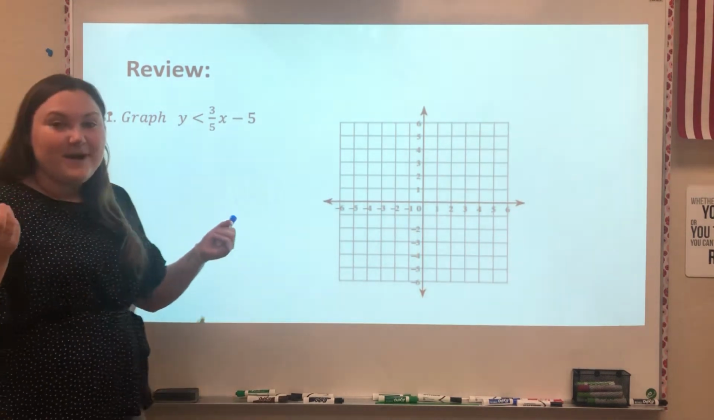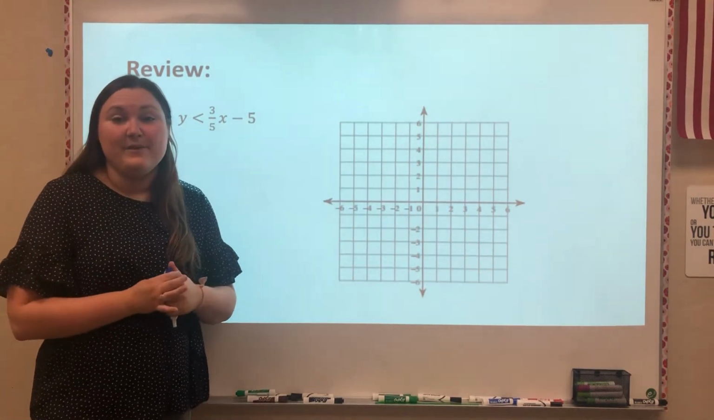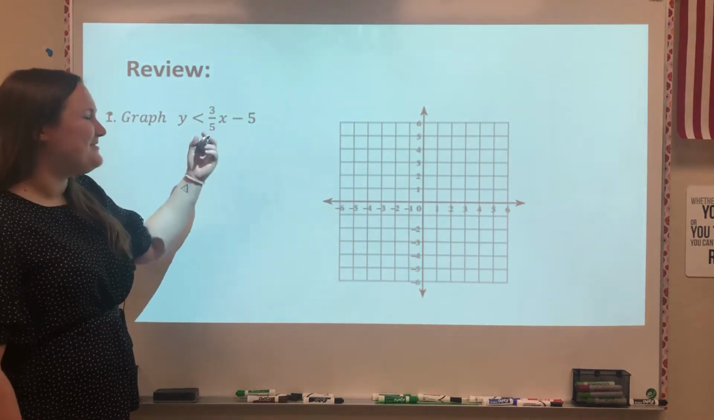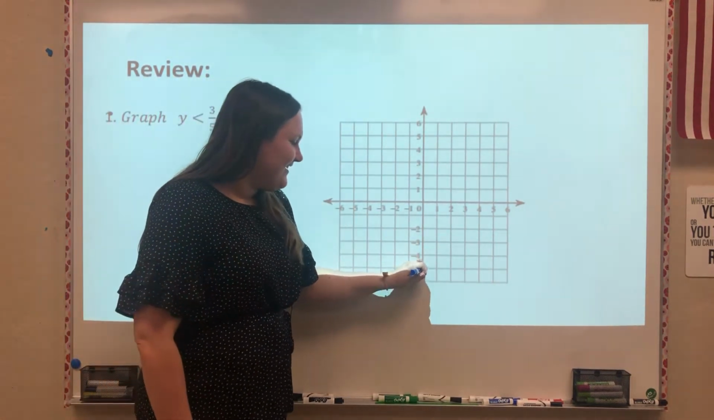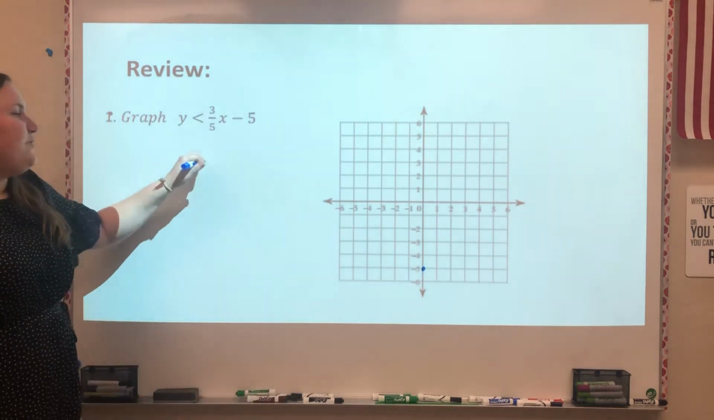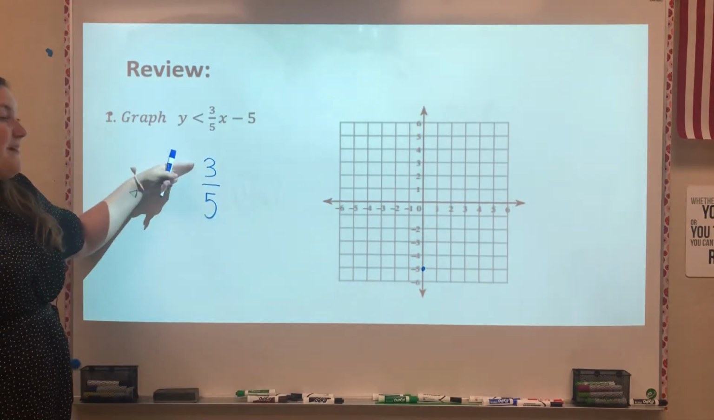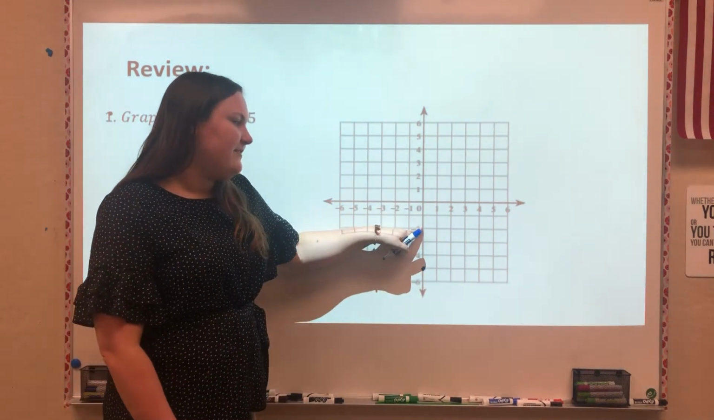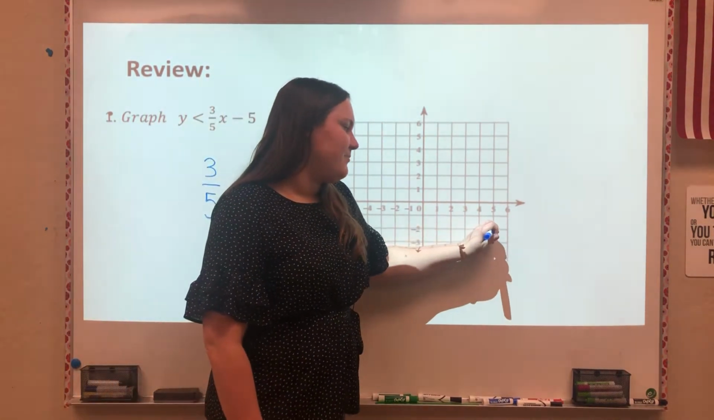All right, for this problem, we would start off graphing the same way we would if it was an equation. So I would start with my y-intercept at -5. And then because my slope is 3 over 5, that tells me my rise over run. So starting from that y-intercept, I could go up 3 and then over 5 to get a point here.